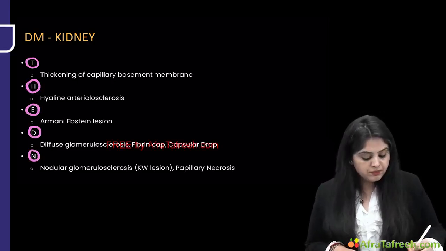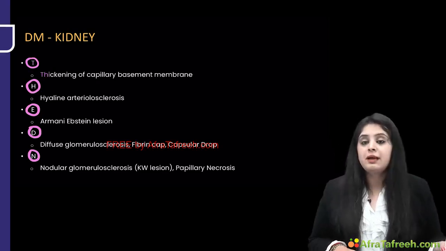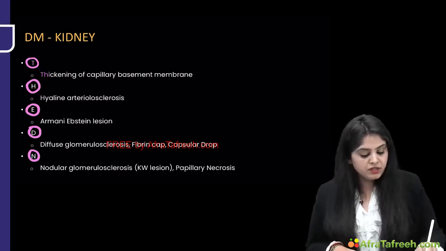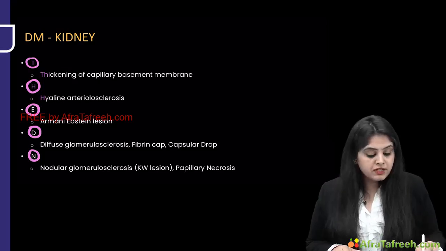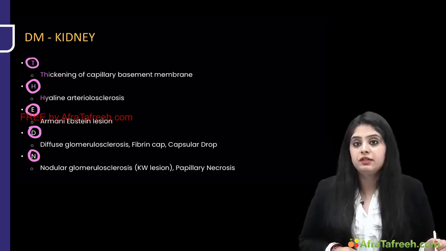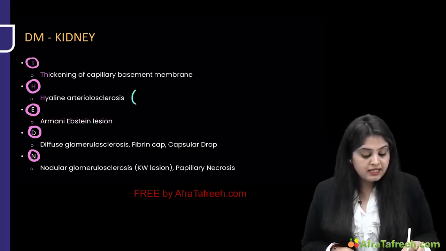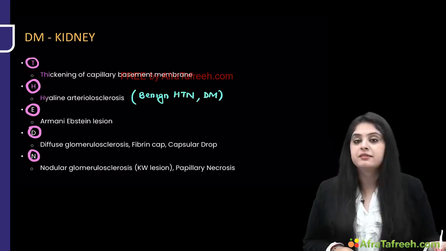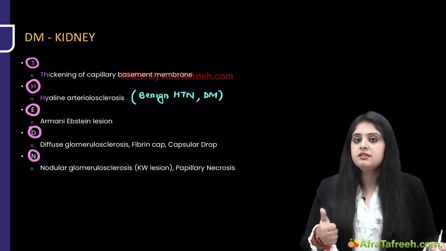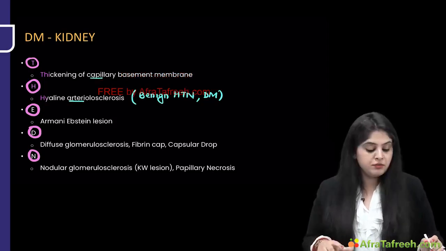What is happening to the basement membrane? There is thickening. T for there is thickening of the capillary basement membrane. What is H? H we have studied. If you go back to your vascular chapter, you have studied H as hyaline arteriolosclerosis. Hyaline arteriolosclerosis has been studied. If you remember, hyaline arteriolosclerosis was seen in two conditions. It was seen in benign hypertension and it was seen in diabetes mellitus. So T for basement membrane being thickened, capillaries, H for hyaline arteriolosclerosis. So basically both of these are blood vessel problems.